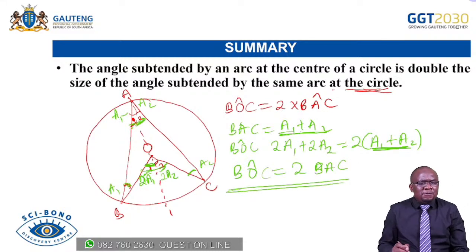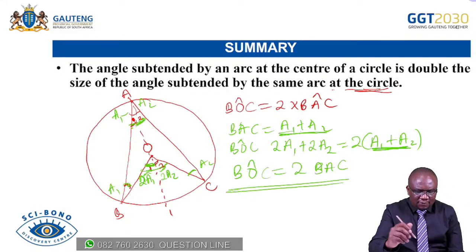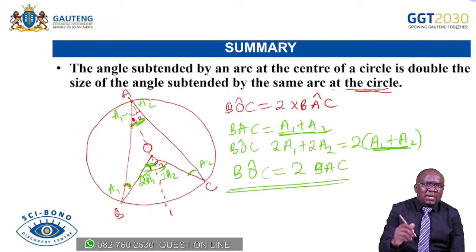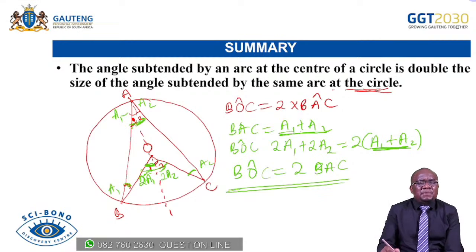You see, we have proved that the angle subtended by an arc at the center is 2 times the angle subtended by the same arc at the circumference. Right. Well done, grade 12s.